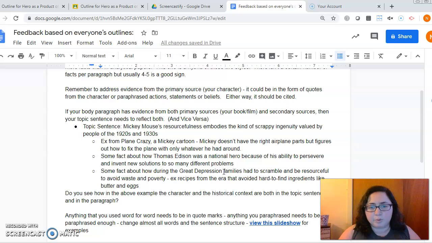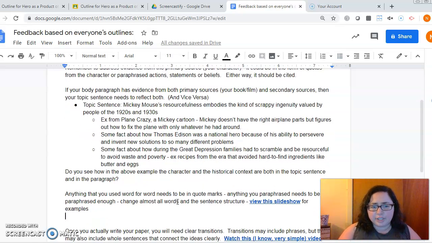So examples, recipes from the era that avoided hard to find ingredients like butter or eggs. So now hopefully you can see that that topic sentence reflects both the Mickey and the historical time period, and the evidence also does that. And then between those facts, I would be able to make connections.